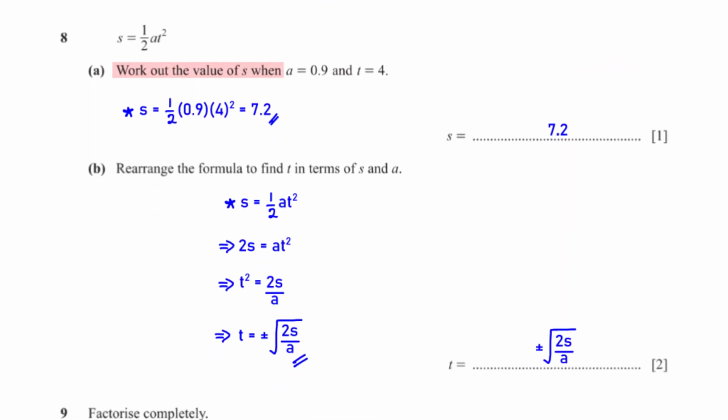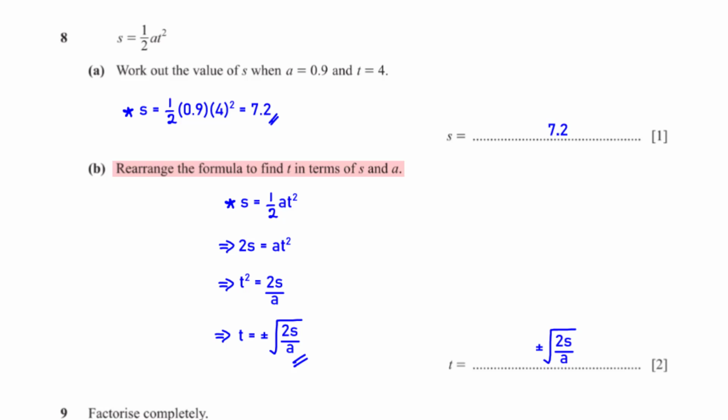Work out the value of S when A equals 0.9 and T equals 4. When we plug in the values of A and T into the given equation, this is what we get. When we type this into the calculator, we get 7.2.